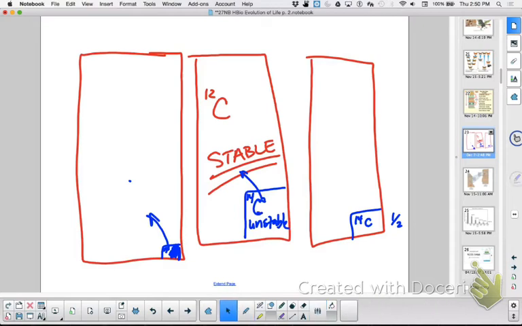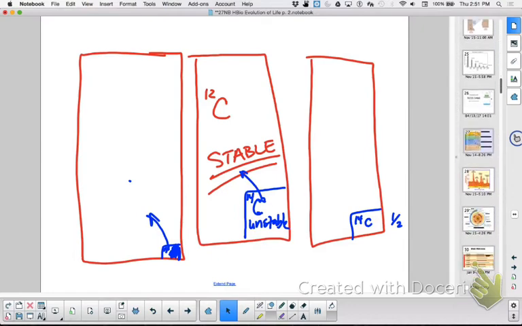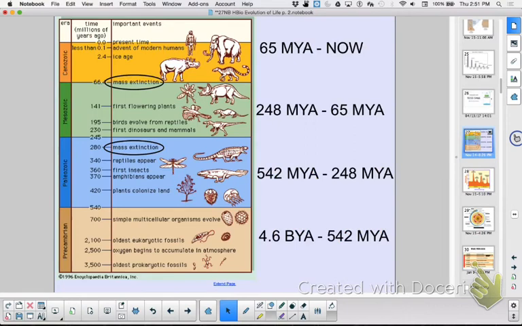Now, I can't use carbon 14 for something that's 50 million years old, because by then all the carbon 14 will have broken down. So I'm going to have to pick a different element that has a longer half-life. You have to choose the right isotope for what you're trying to measure. And this is referred to not as relative dating, but what? Absolute dating.